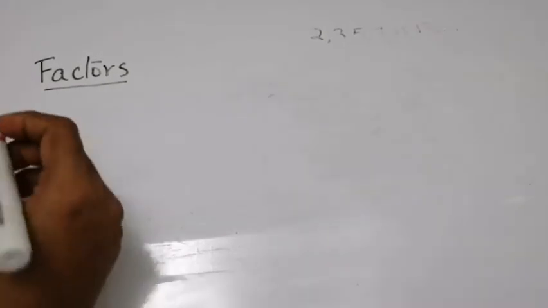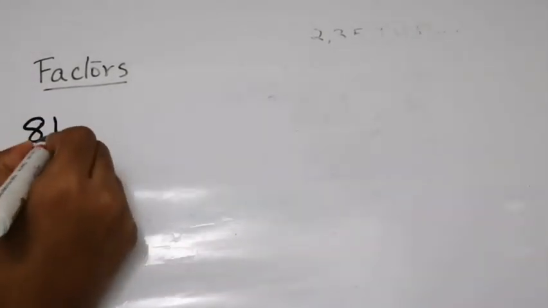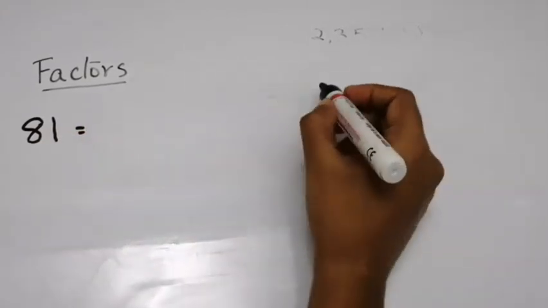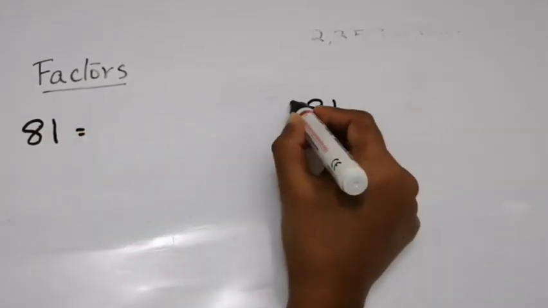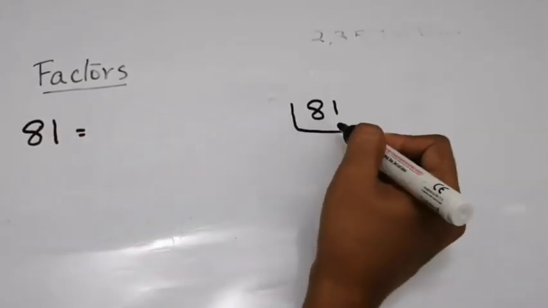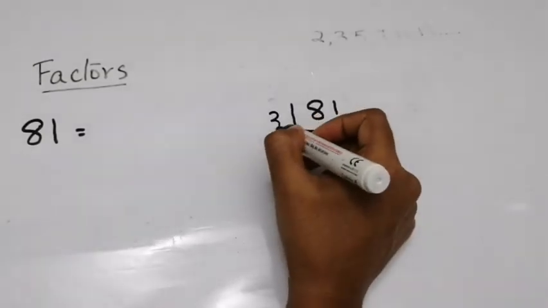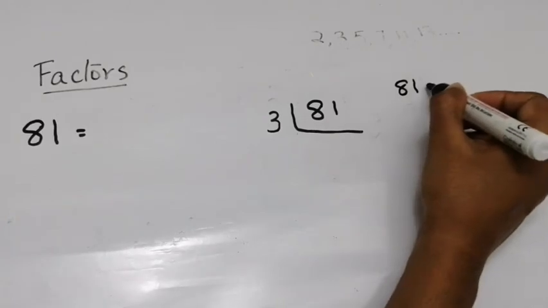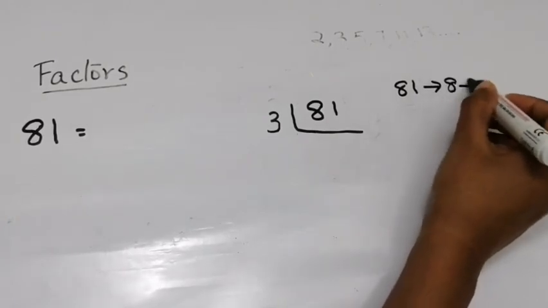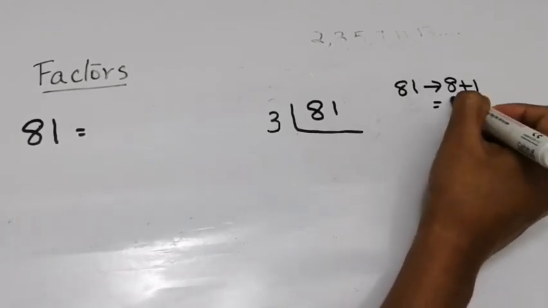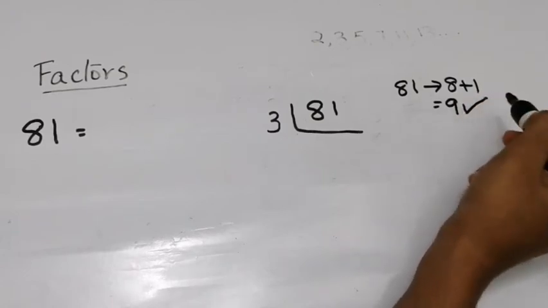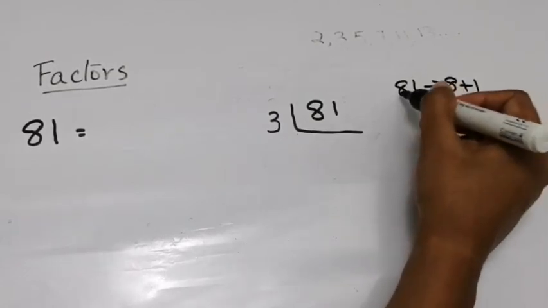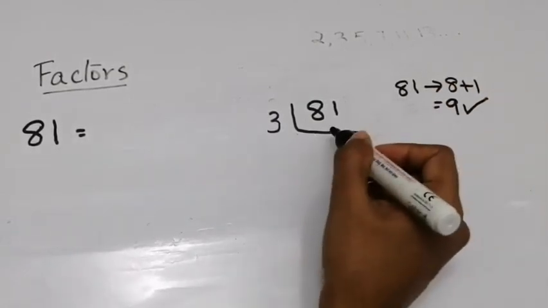Now let us take the next example. 81. Okay, so 81, how to do? 81 will go in 3's table. How to check if it is going in 3's table? 81, just try 8 plus 1. How much is 8 plus 1? 8 plus 1 is equal to 9. 9 will go in 3's table. Therefore, 81 also will go in 3's table.